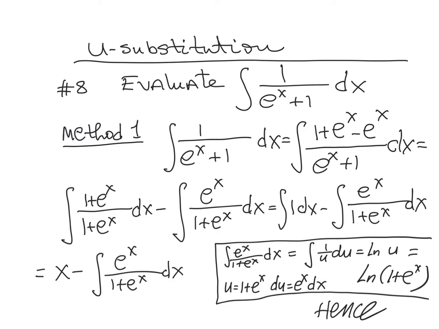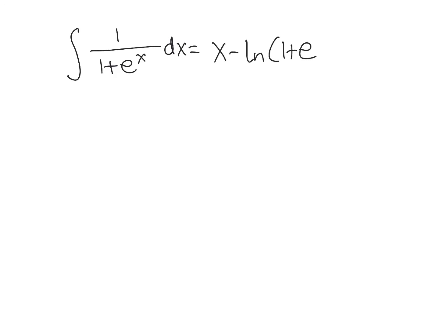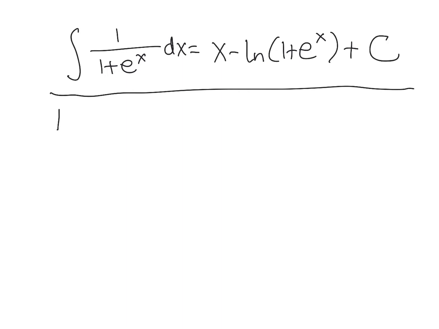And hence, the integral of 1 over 1 plus e to the x, which we cannot do using U-substitution directly, by adding a 0 to the numerator, we get the solution. It's equal to x minus natural log of 1 plus e to the x plus c.